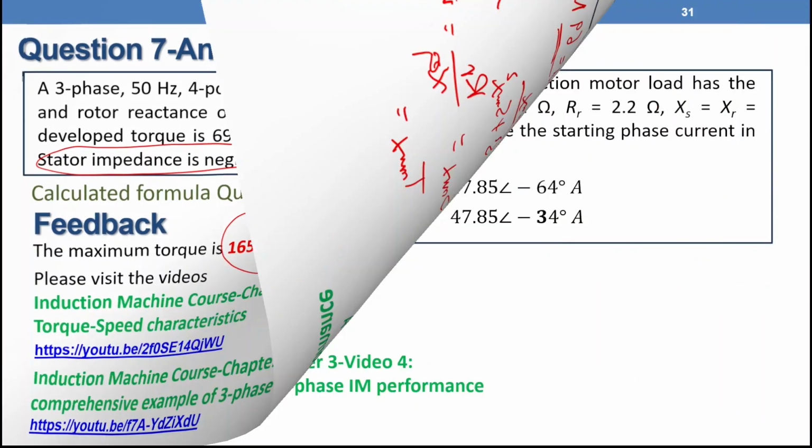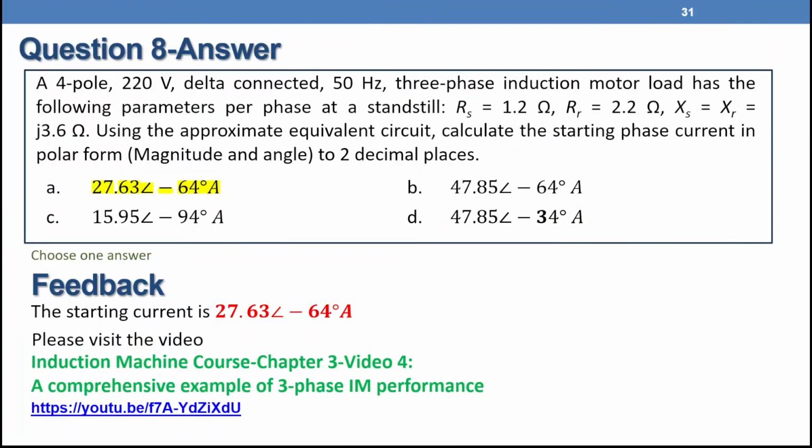Question number 8. A 4-pole 220 volt delta connected 50 Hz 3-phase induction motor has the following parameters per phase at standstill. R stator, R rotor, X stator equals X rotor equals J3.6. Use the approximate equivalent circuit to calculate the starting current.